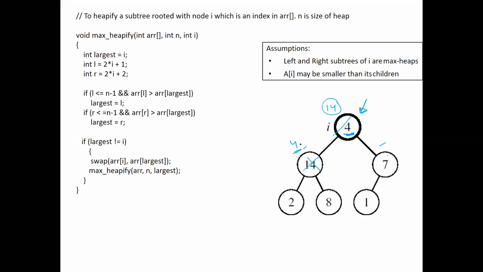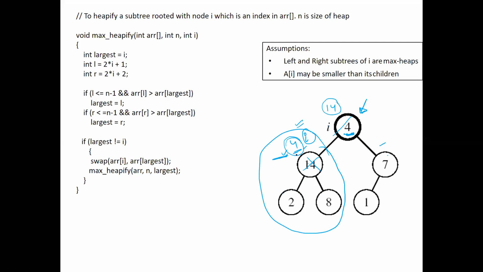Now it may happen that this swapped value, this 4, may disturb the downward tree also. The downward tree has 2 on the left and 8 on the right. Now it has again started violating the property of this subtree. Again repeat the task: apply the max heapify function recursively on this index I. Earlier the index I was this one.